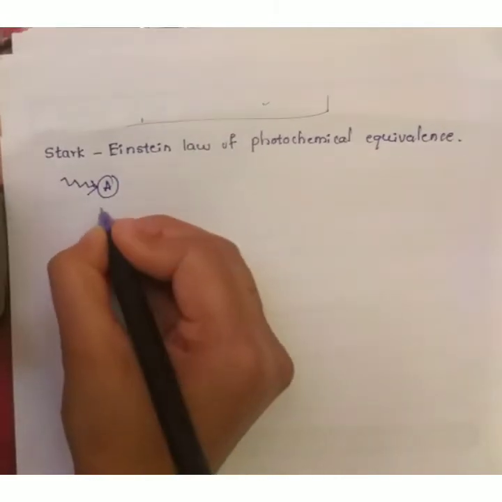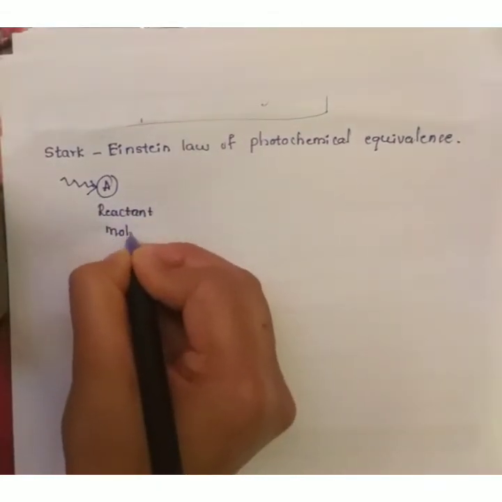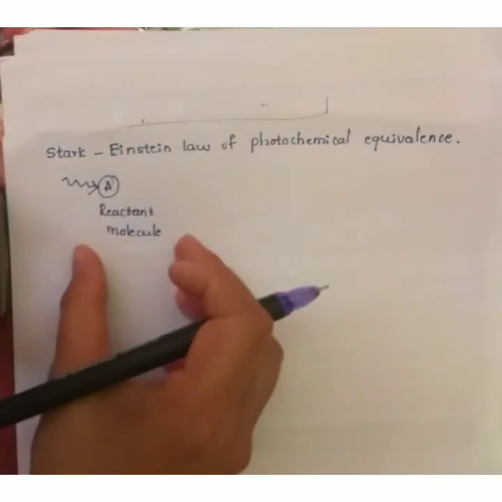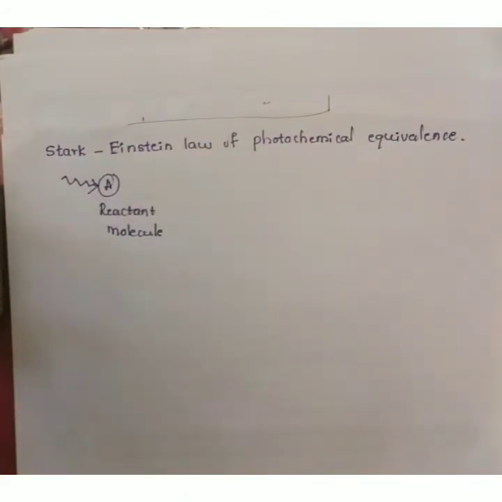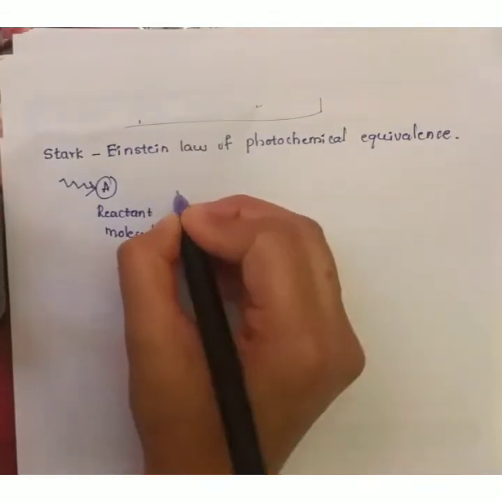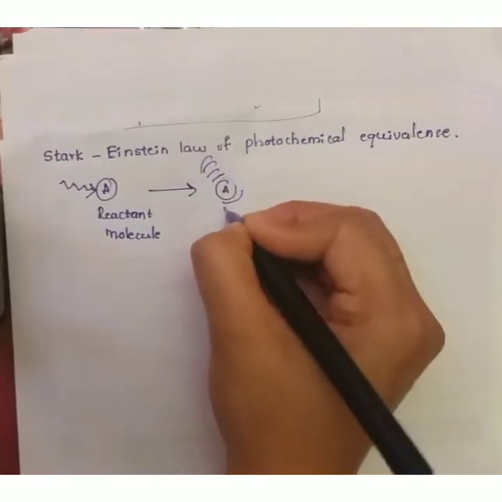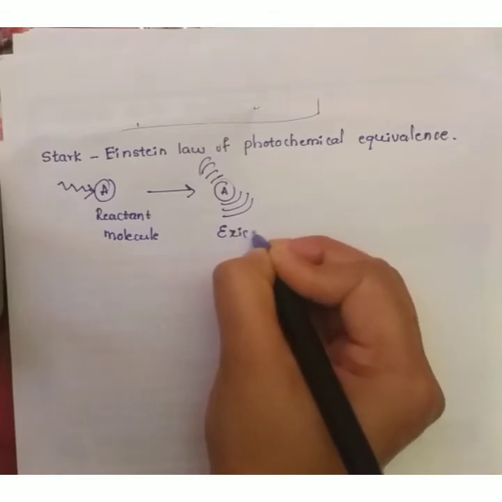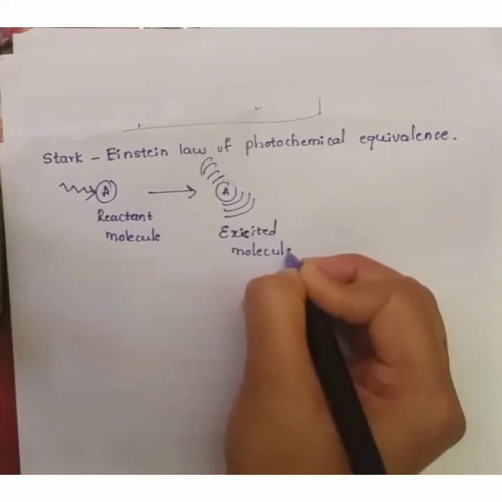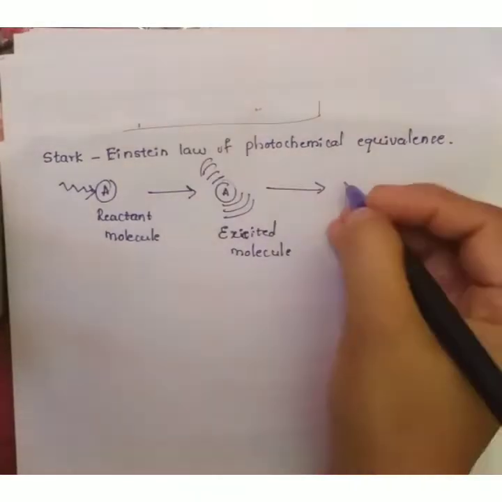This is a reactant molecule. Only one molecule, and this one molecule will absorb only a single quantum of light, or a single photon of light, and by absorbing a single photon of light, it goes to the excited state. This excited molecule then further reacts with another molecule to form a product.